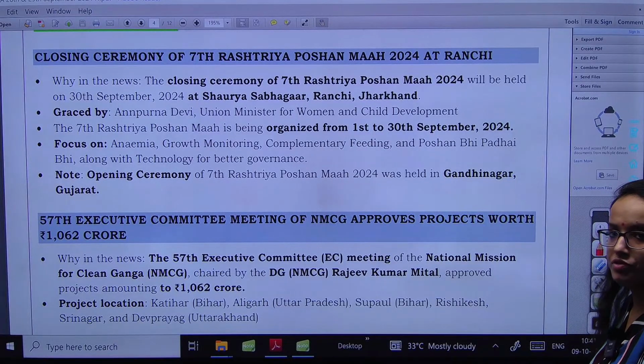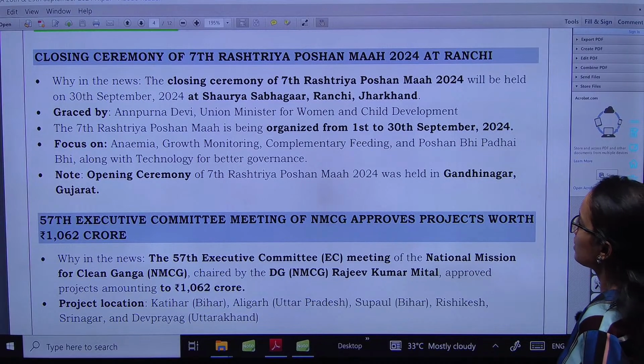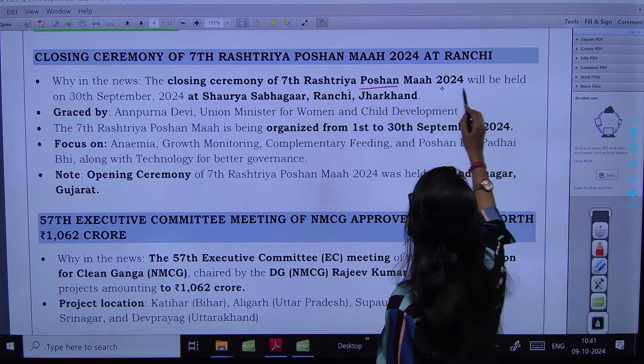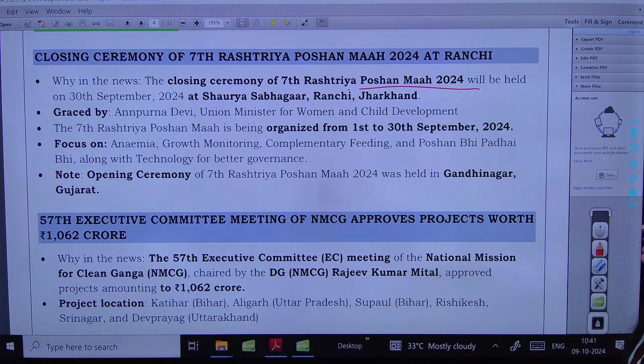The next news which we have is the closing ceremony of the 7th Rashtriya Poshan Mah 2024, which was held on 30th September at Shaurya Sabhagar, Ranchi, Jharkhand. So remember, the closing ceremony of the 7th Rashtriya Poshan Mah was held where and when? 30th September, and the location is important: Shaurya Sabhagar, Ranchi, Jharkhand.